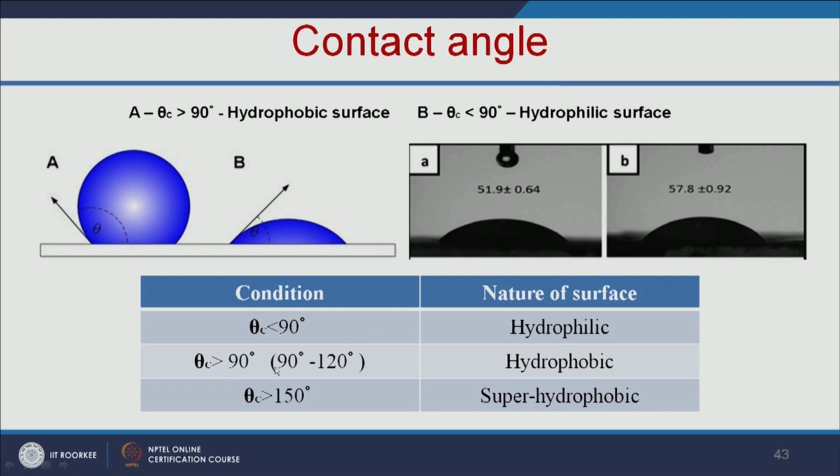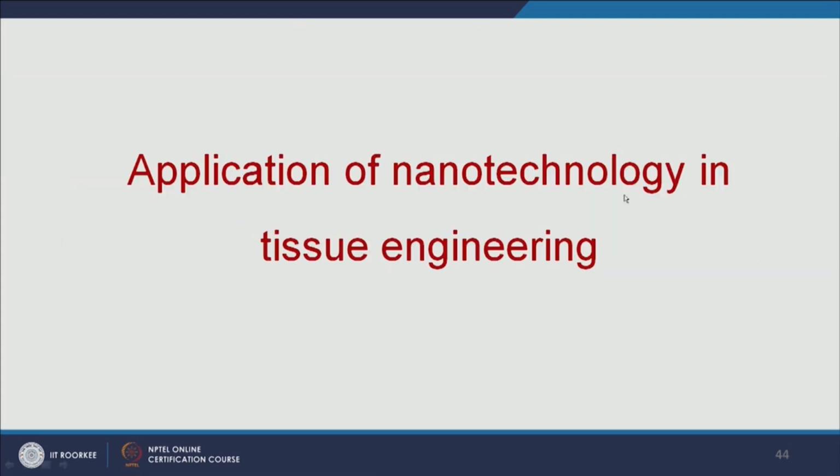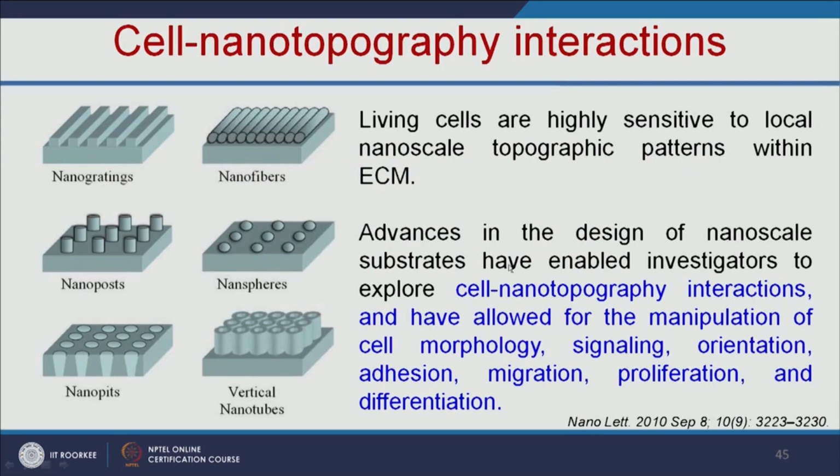If you are getting a contact angle more than 90, that means it is hydrophobic. If your contact angle is more than 150, your material is super hydrophobic. So using this simple experiment, we can understand whether your nanomaterial or nano scaffold is hydrophilic or not. So let us see the applications of nanotechnology in tissue engineering.